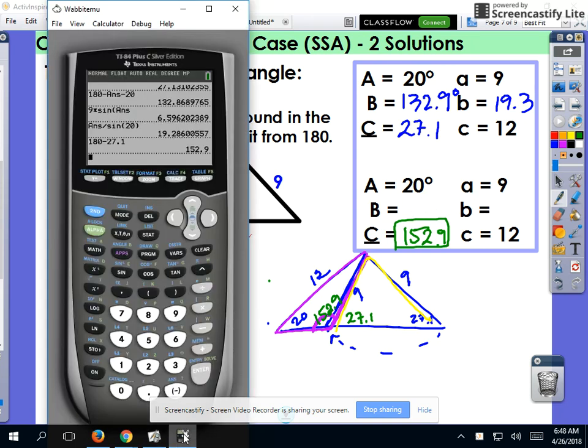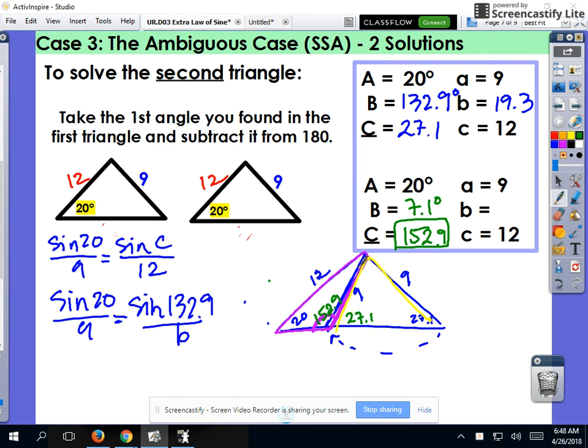Let's do that together. We got 180 minus 20 minus 152.9. And we got 7.1. Yeah, which makes sense. This is going to be a super small little angle there. And then we're going to use law of sines to find the other ones. So we, again, have still the same setup. Sine of 20 over 9 equals sine of 7.1 over b.